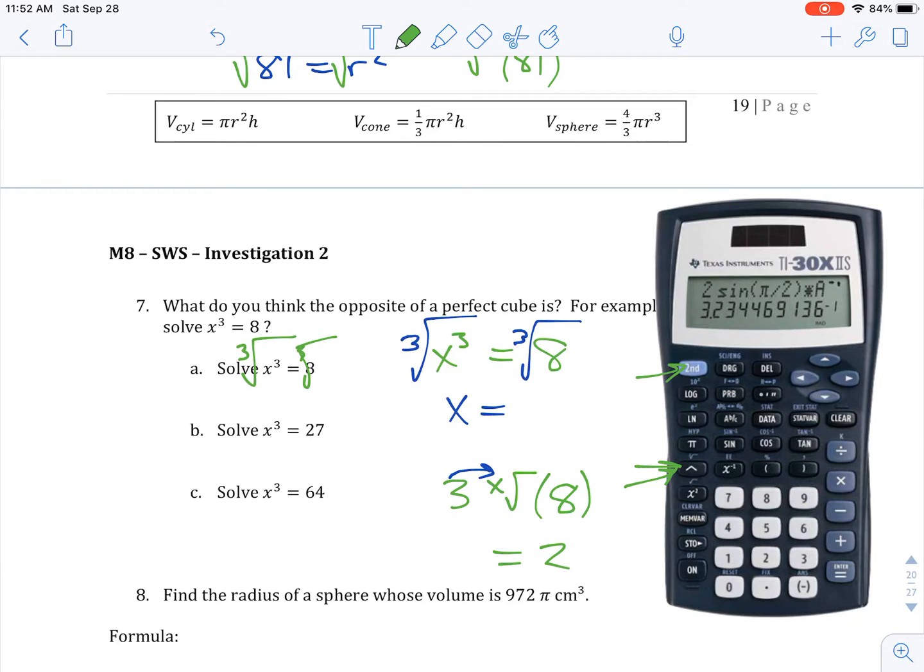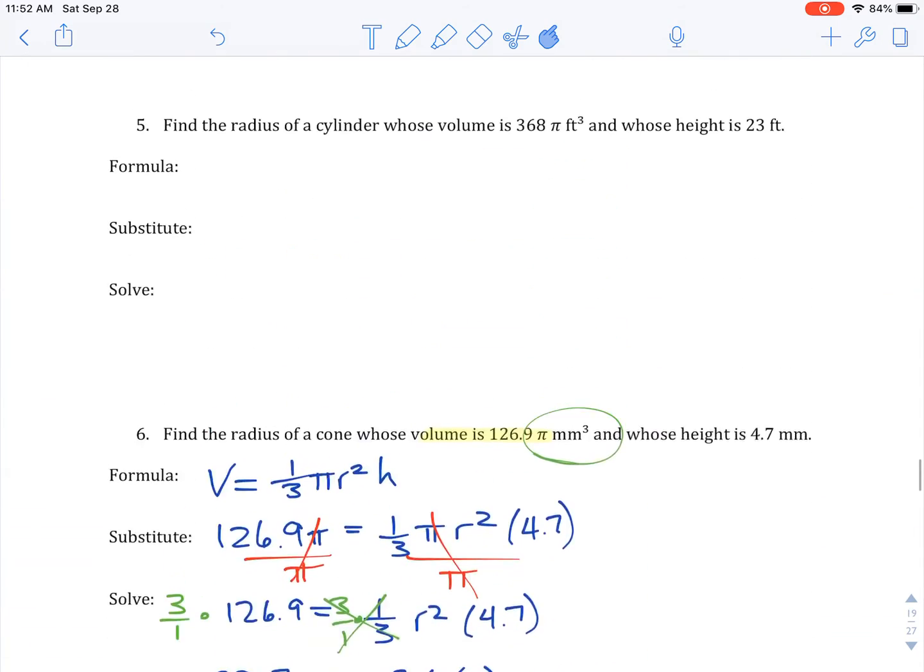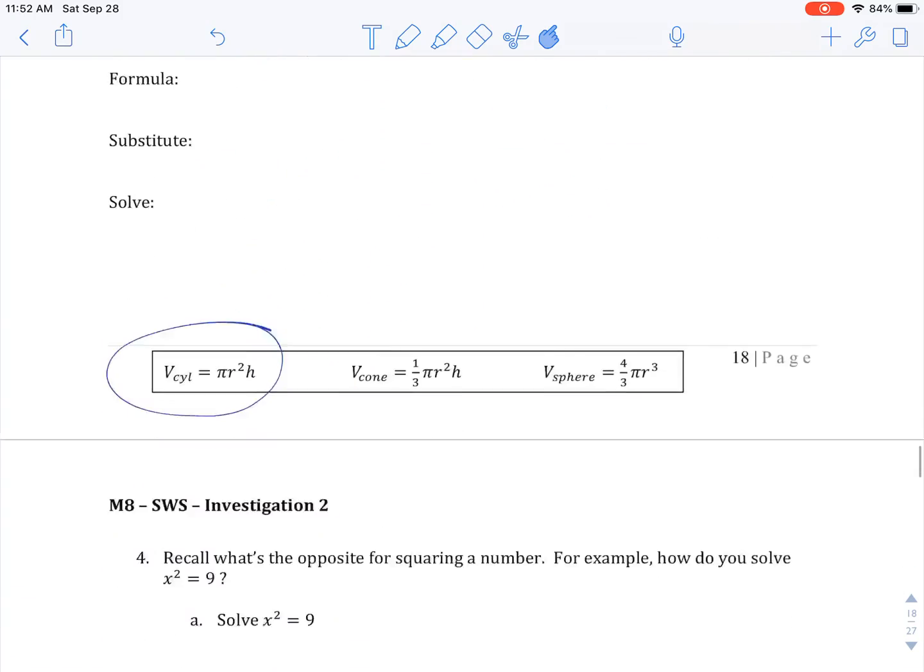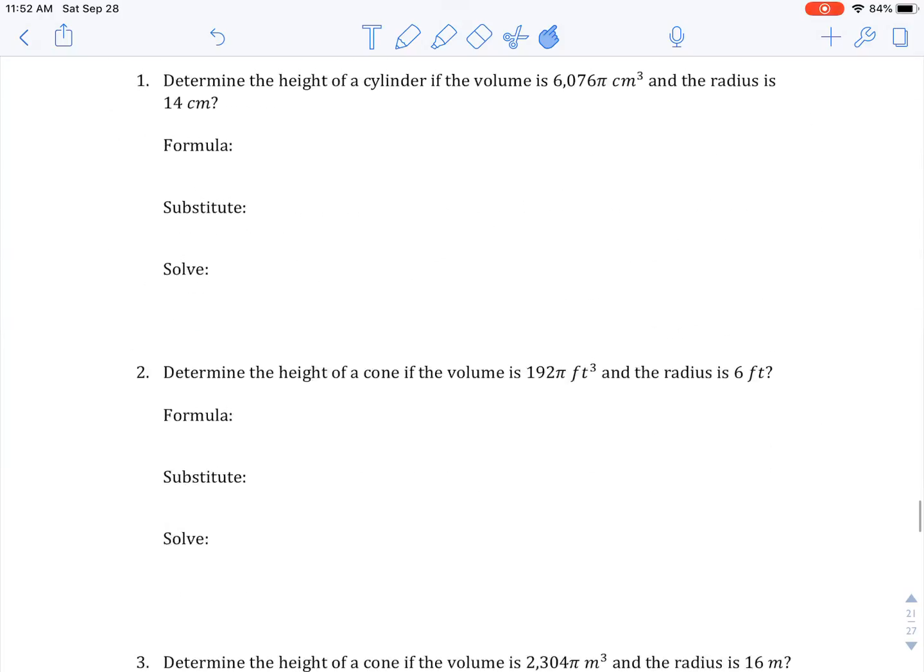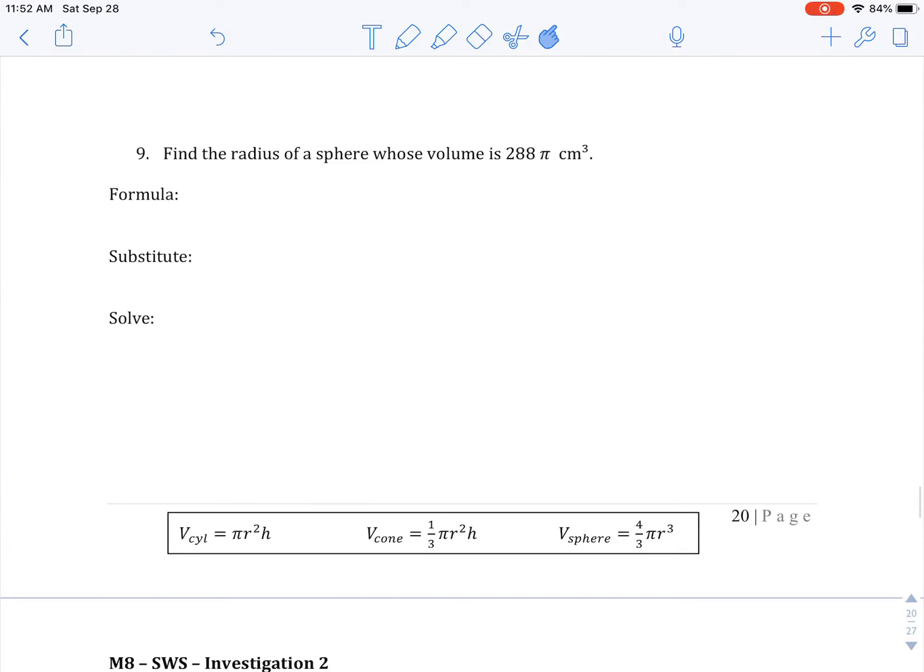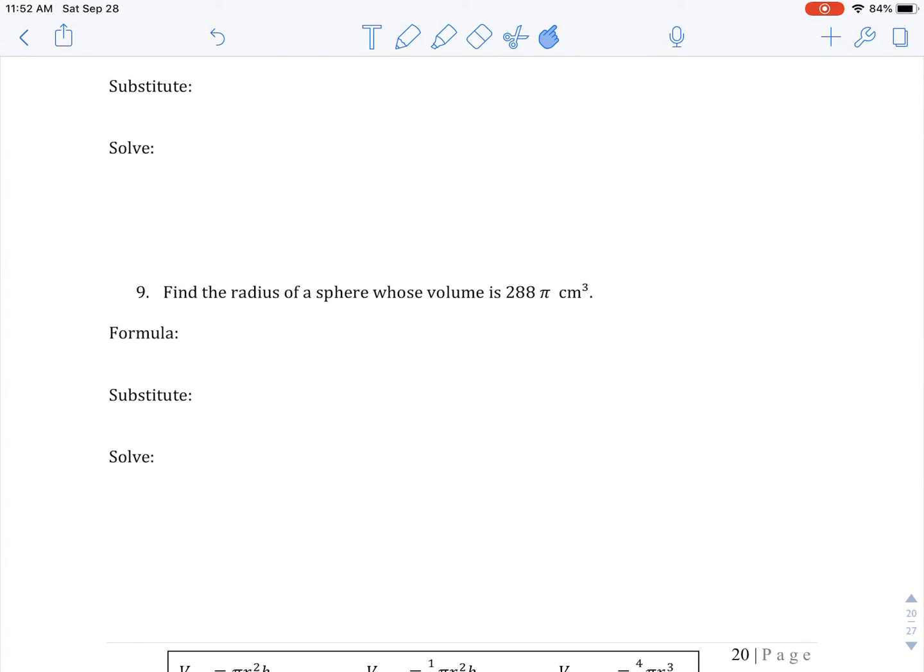So hopefully that's enough examples to help you finish these pages here. So go back and do page 18, finish that example, do 19, 20, and then there's a couple more pages on a separate worksheet that have just more practice. So once you've got those done, do the other practice that goes with it.